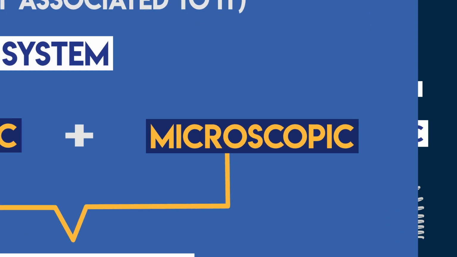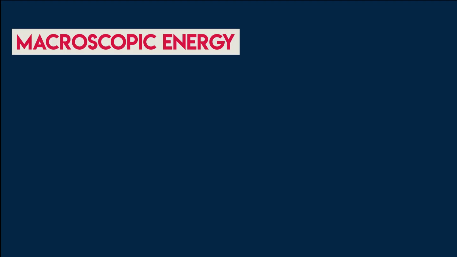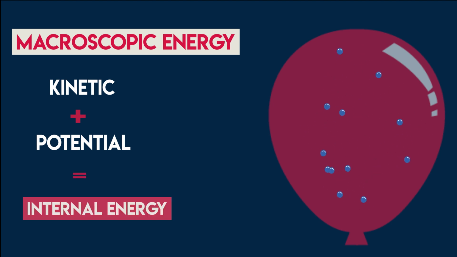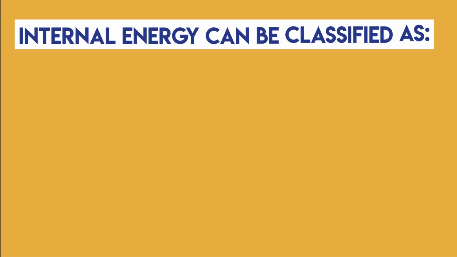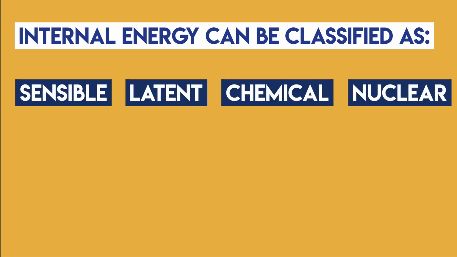The second classification is the microscopic energy. Microscopic energy can be viewed as the sum of kinetic and potential energies of the molecules. The sum of all microscopic forms of energy of a system is called the internal energy of a system. This is one of the most important terms that you will often come across in thermodynamics. Internal energy can be classified into four different components, and these are sensible, latent, chemical, and nuclear energy.